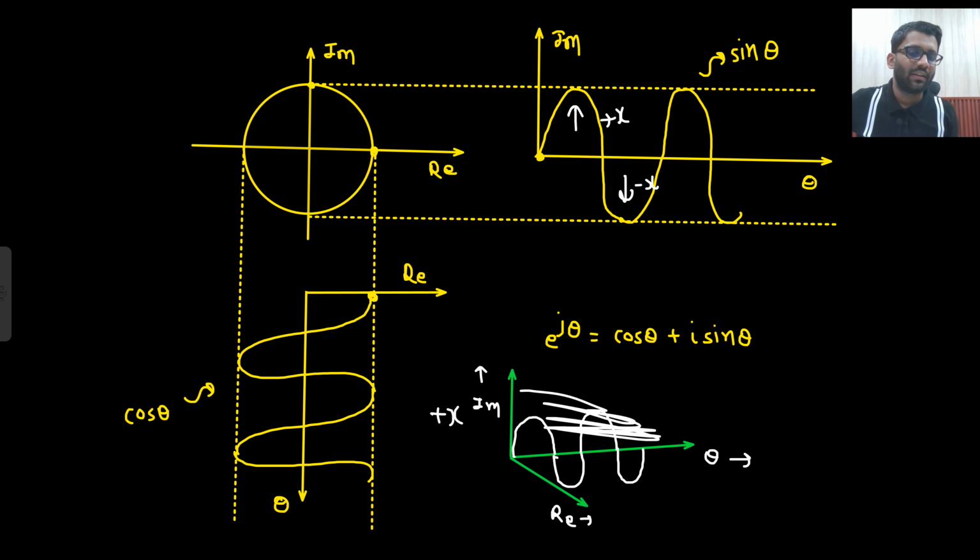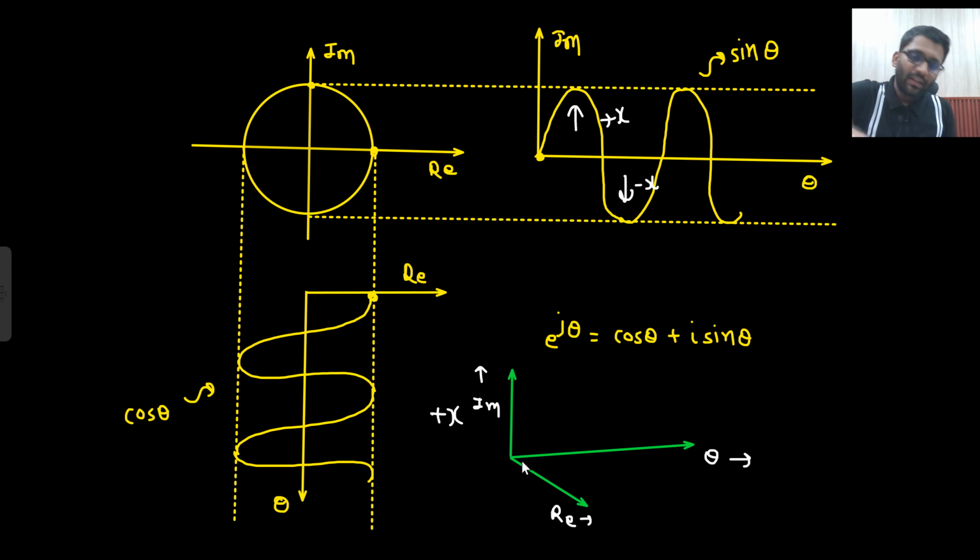Same goes for cos theta. Where have you drawn cos theta? Cos theta is running along theta only. As theta increases, my graph increases, but it has been drawn like this. Are you getting this point?